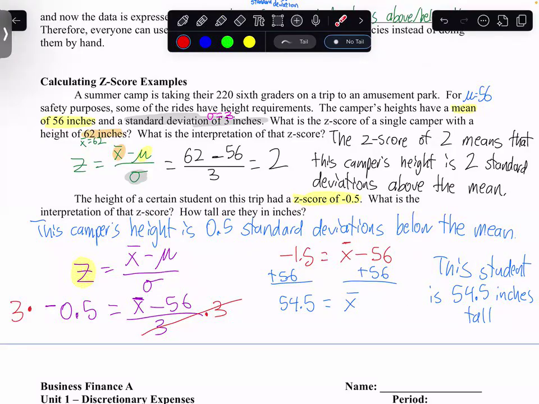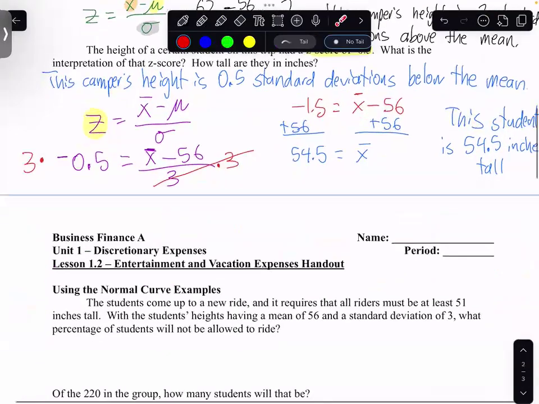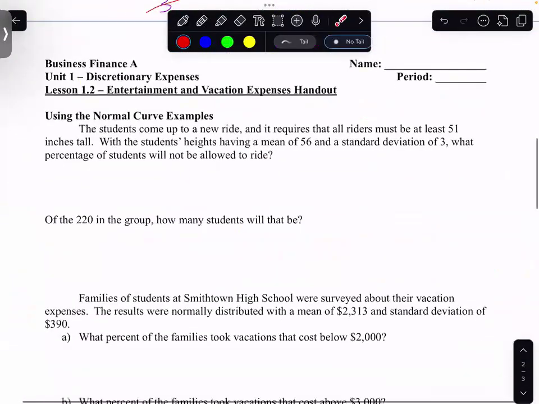Any questions on any part of the front page? Okay. Moving on to the second page then.